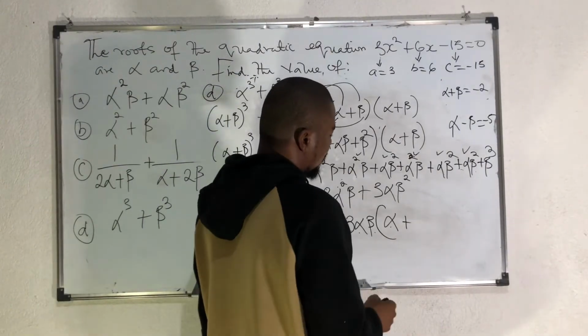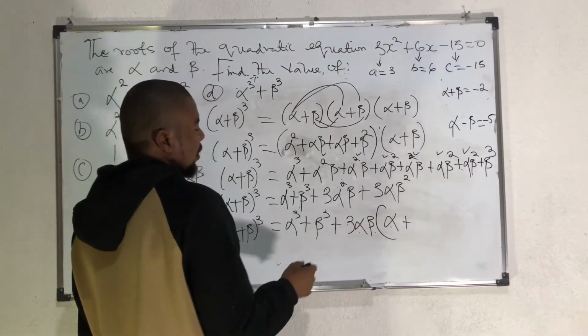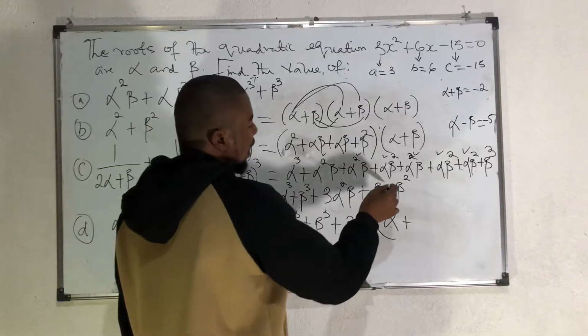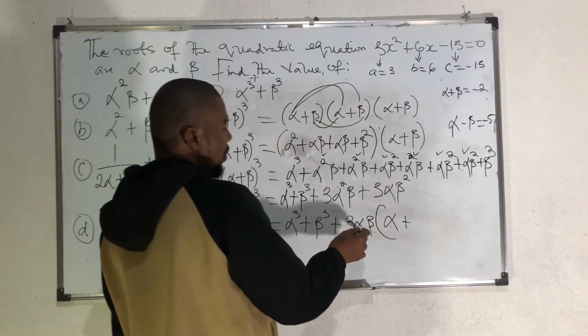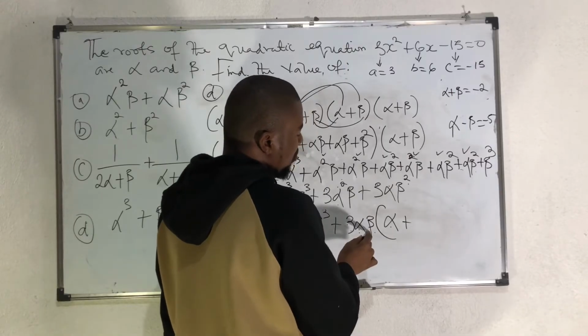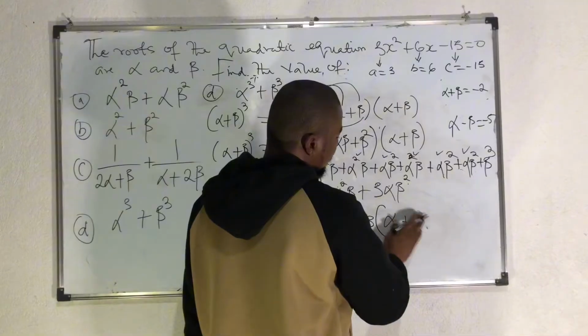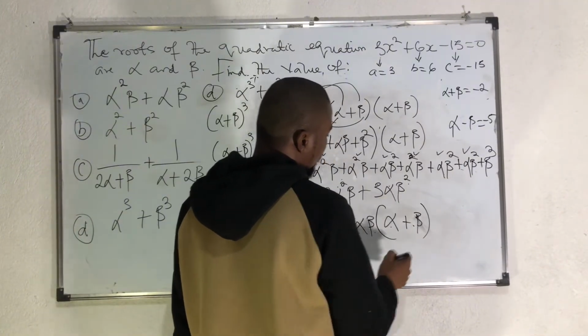Next up, we have plus. Let's do it again. 3 divided by 3, it goes away. Alpha divided by alpha, it also goes away. Now, beta squared divided by beta, you'll be left with 1 beta. We write it inside the bracket here. This is our beta.